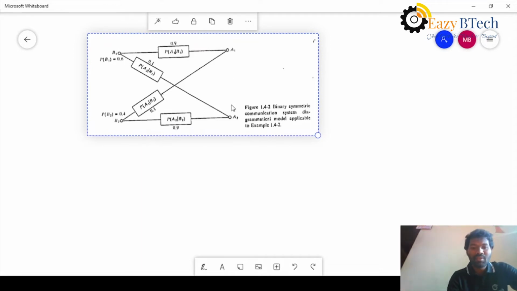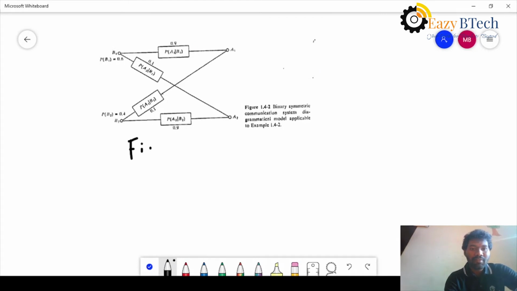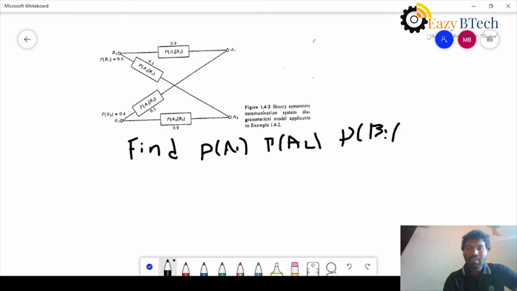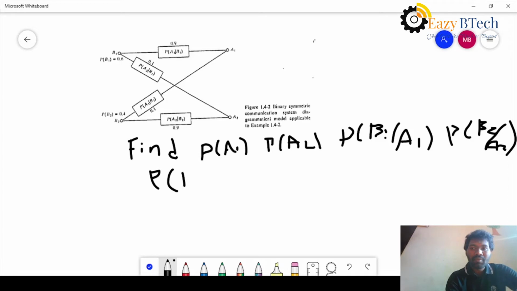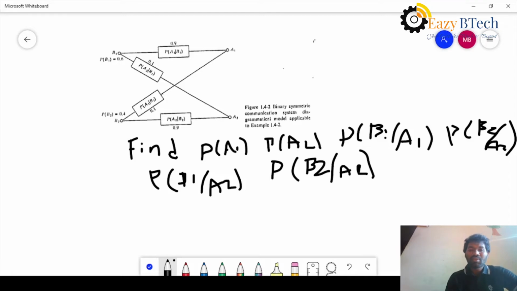Six things they gave you like this. They want P of A1 and P of A2, and P of B1 given A1, P of B2 given A2, and P of B1 given A2 and finally P of B2 given A1. So these six things we have to find using total probability and Bayes theorem.